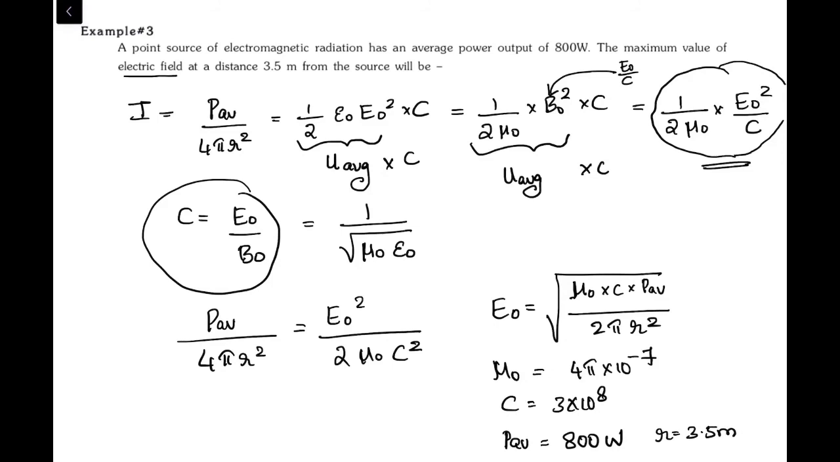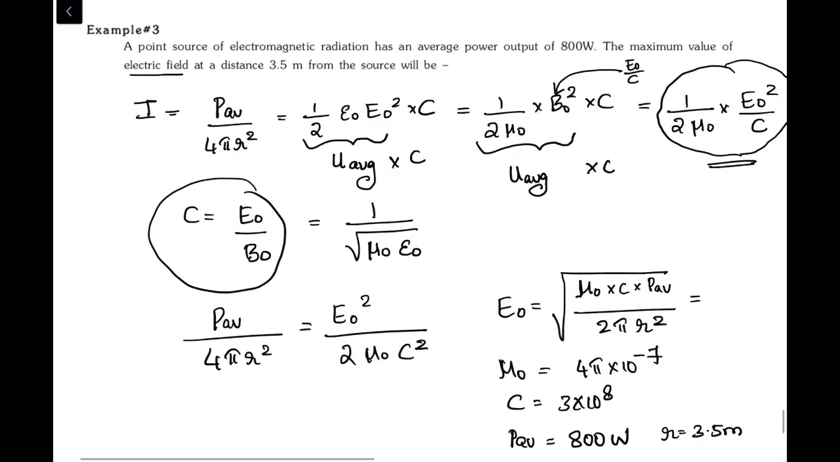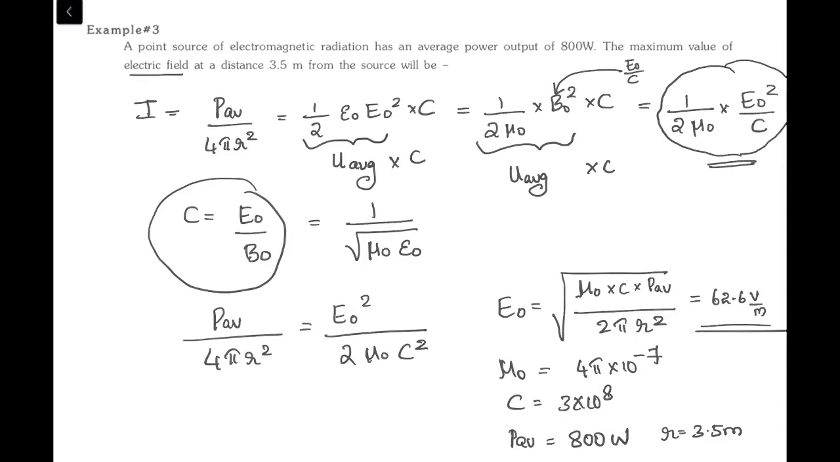So once you substitute all these, you get the maximum value of the electric field as 62.6 volt per meter as the final answer. Okay, that's how we do this problem.